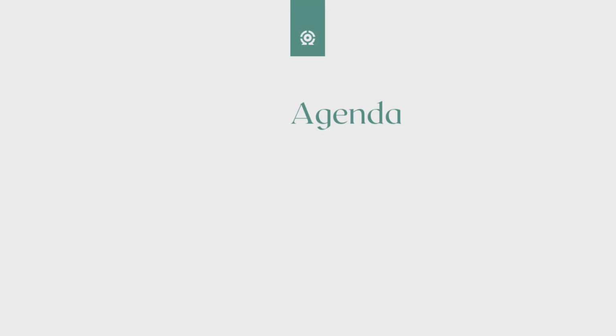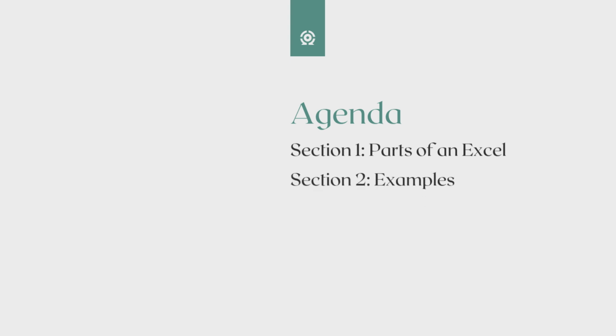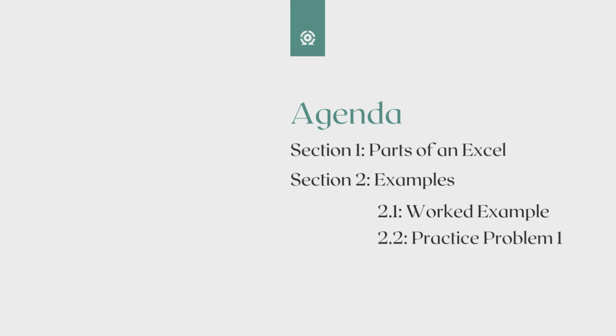On the agenda today, we are going to go over parts of an Excel sheet. So if you are unfamiliar with the different names and parts of Excel, we will be going over that as well today. And then following that, we are going to go over a couple of examples. The first one being a worked example where I show you how to set up an average function. The second one will be a practice problem where I will start off with the problem and go through it with you and ask you to pause the video before getting to the answer. Then we will go over how to get the answer and hopefully we get the same answer.